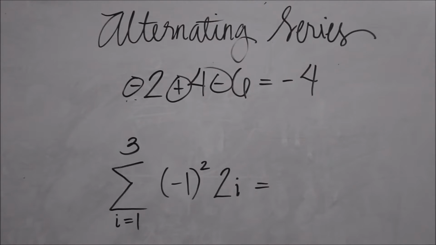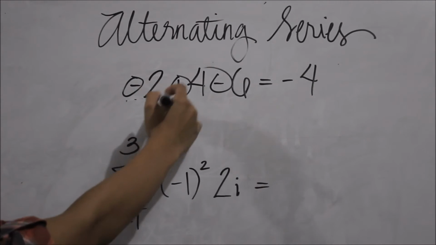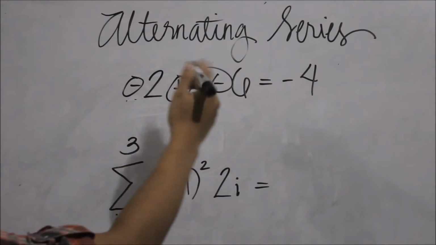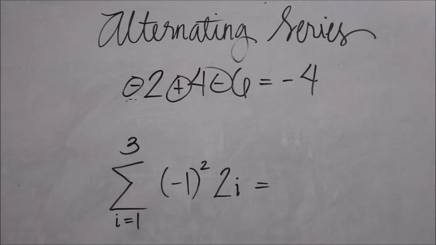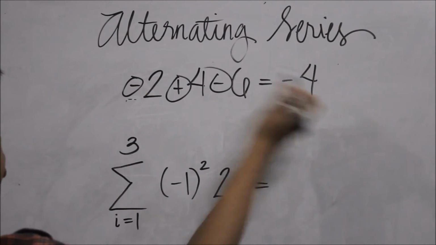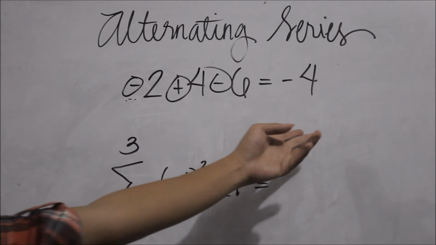Lastly, we have the alternating series. Alternating series is a series where terms alternate signs. So here is an example. Negative 2 plus 4 minus 6. We can see that the signs are alternating: negative, positive, and negative. So if we compute it manually, negative 2 plus 4 minus 6 is equal to negative 4.